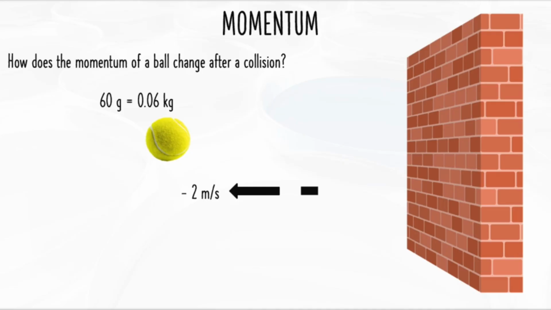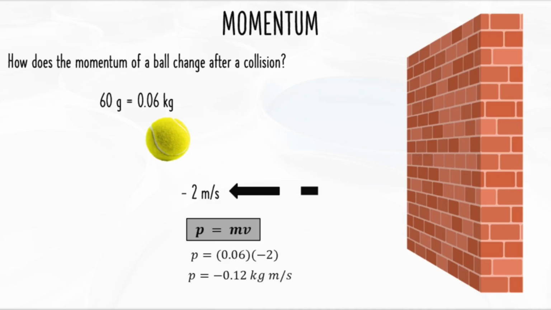Now we calculate the momentum after the collision. So we use the same formula, P equals m times v. So P equals 0.06 times negative 2. This gives us a momentum of negative 0.12 kilogram meter per second. So the size of the momentum stayed the same, but the direction changed, which is why the momentum changed from positive to negative.